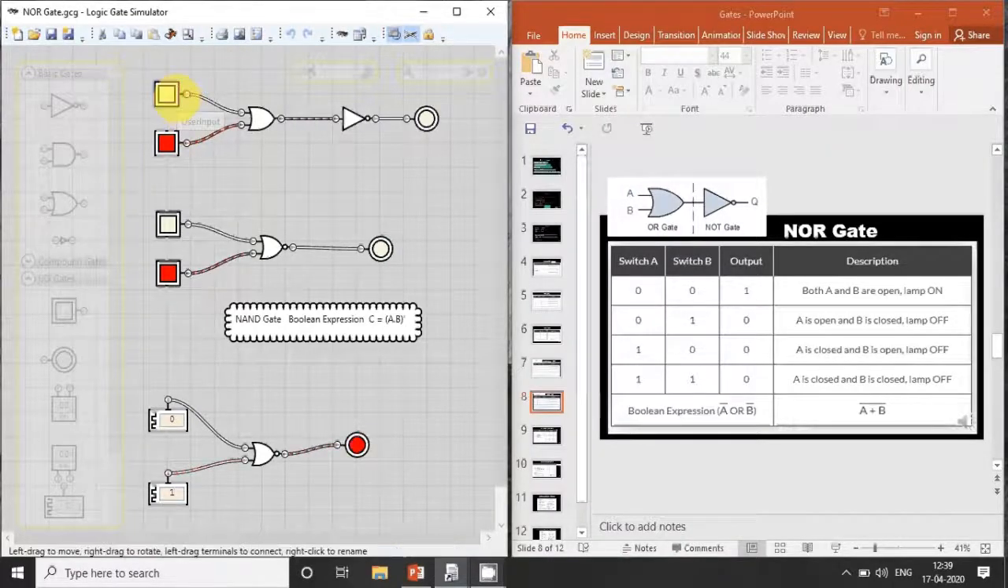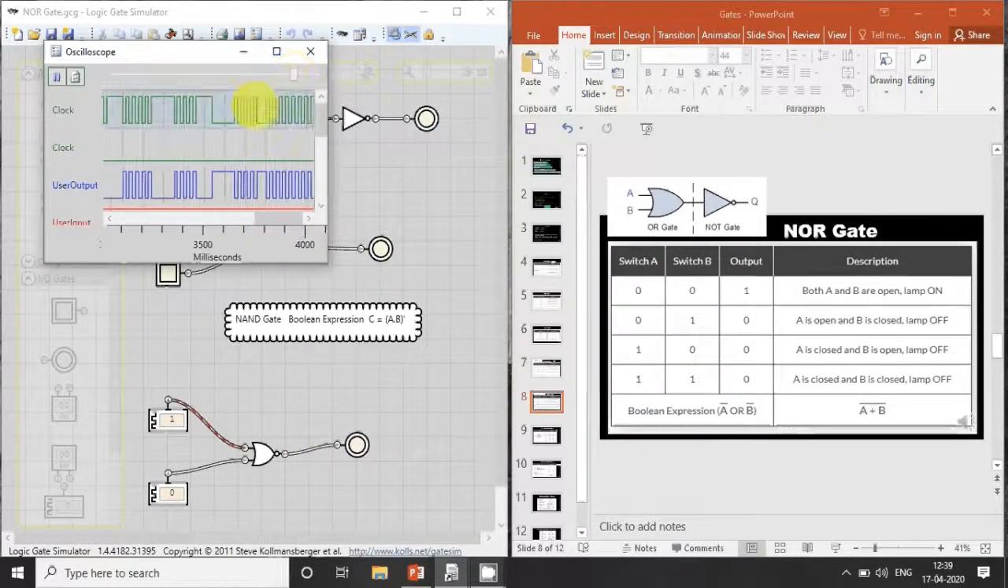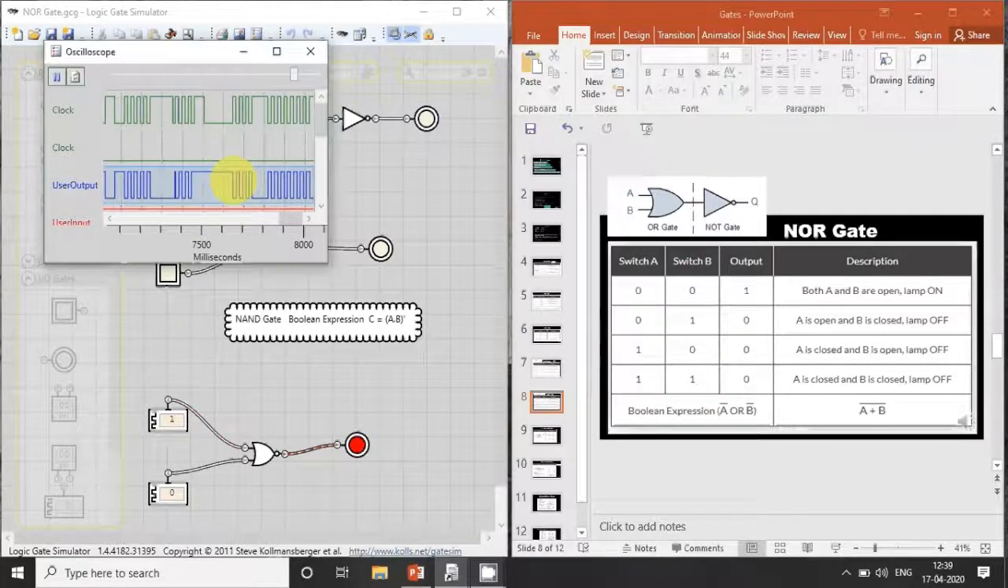First input is at 1, second input at 0. In this case also the output remains 0, and similarly the timing diagram. Now clock pulse 1 is at high position, second is 0, and correspondingly the output is continuously high and low as per the change in the clock pulse.